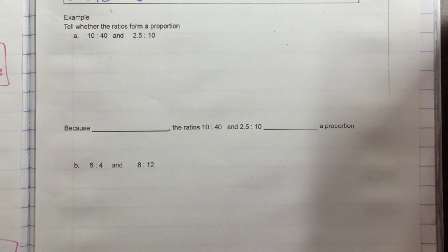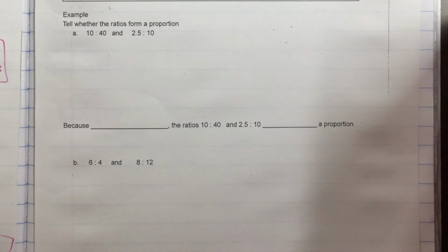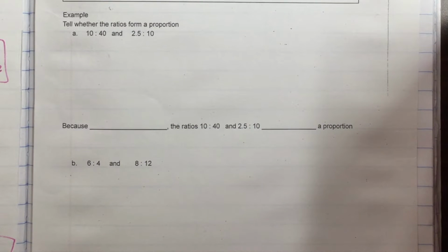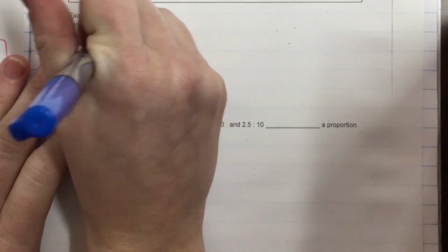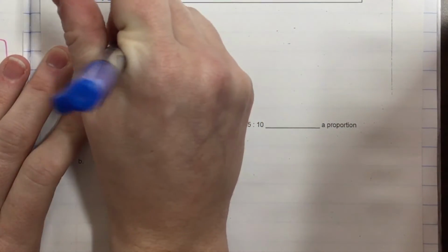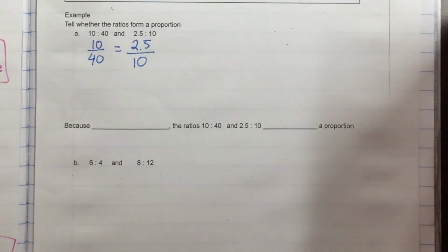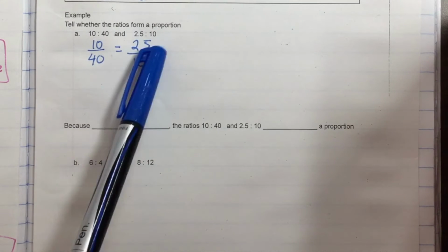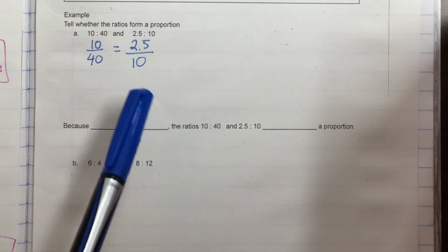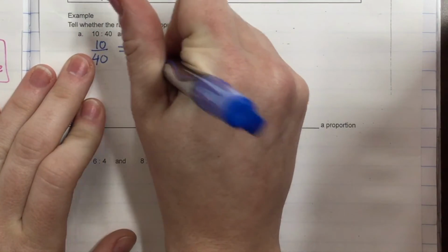So let's do an example real quick. Part A, tell whether the ratios form a proportion, 10 to 4 and 2.5 to 10. So let's set them up as fractions. Or 10 to 40. I think I said 10 to 4 earlier. And 2.5 over 10. Now, I don't like that this 2.5, there's a decimal in the numerator of a fraction. So I want to get rid of it. I'm going to multiply by 10 because that'll move the decimal over once.